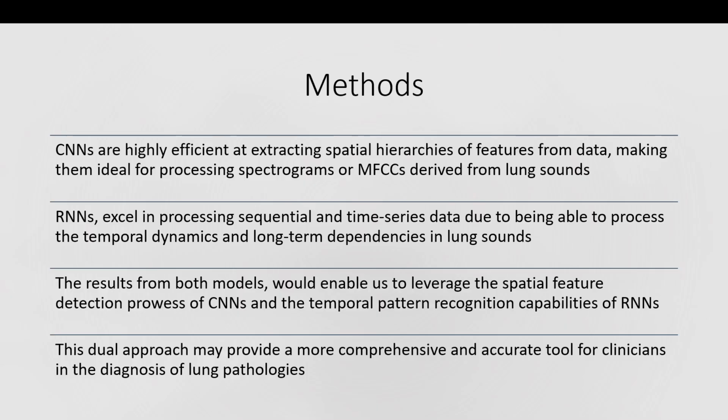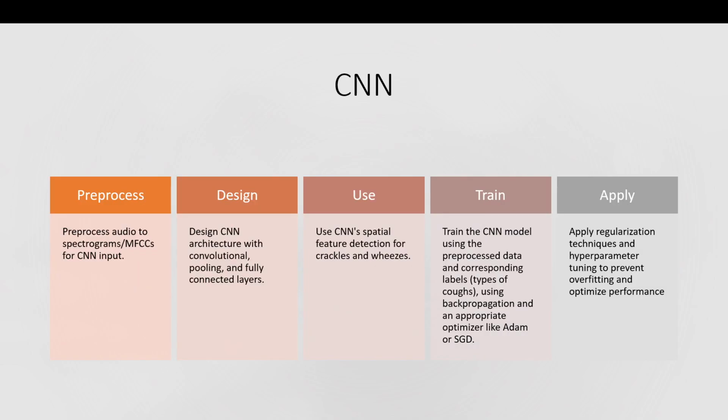So the methods. First of all, we're using the CNN method, which is highly efficient in extracting spatial hierarchies of features from data, making it ideal for processing spectrograms or MFCCs derived from lung sounds. Secondly, we're using RNN, which is great for processing sequential and time series data due to being able to process the temporal dynamics and long-term dependencies in lung sounds. Combining the results of both models and looking at them individually would enable us to leverage the spatial feature detection prowess of CNN and the temporal pattern recognition capabilities of RNN. A dual approach would provide a very comprehensive and accurate tool to help clinicians in the diagnosis of lung pathologies.